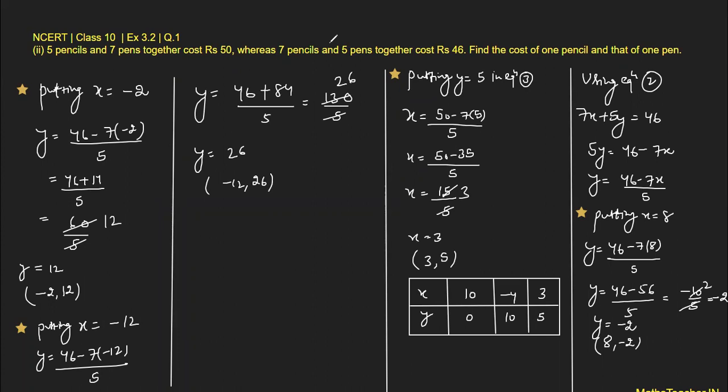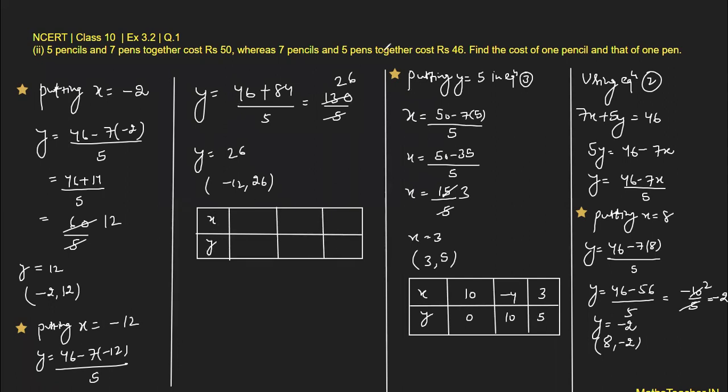So ultimately we got all the three solutions for the second equation also, and we have to list it properly in this solution table. This is x, this is y. I think you can see the first solution was 8 comma minus 2. The second was minus 2 comma 12, and the third was minus 12 comma 26.